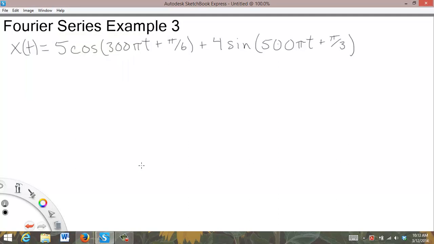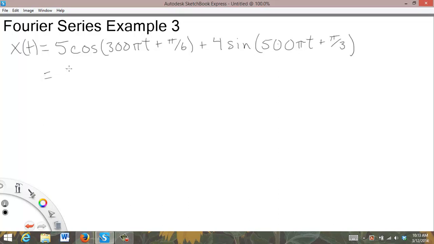In this Fourier series example, which again was from one of our in-class activities, we have a signal x of t, which is written as 5 cosine(300 pi t plus pi over 6), plus 4 sine(500 pi t plus pi over 3). And as I indicated in the notes on this, this does not require any integration at all. It does require Euler's formula though.